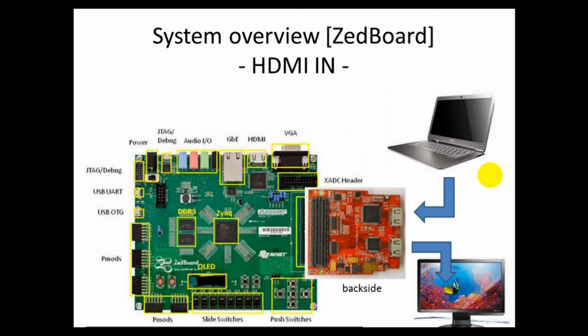We use two FPGA prototyping boards for this application. The first one is the ZedBoard, with the FMC daughter card, and this daughter card has HDMI input and output. So the system overview would look like this. The notebook has HDMI output to the ZedBoard, and the ZedBoard will do a Sobel filter and then output the result on the screen.